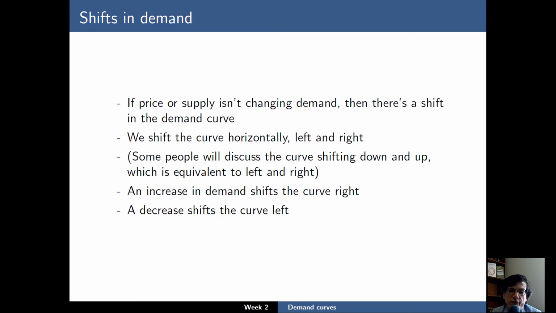So, if price or supply isn't changing demand, then we call that a shift in the demand curve. We shift the curve horizontally. Either we shift the demand curve left or we shift the demand curve right. Now, that's the terminology the textbook uses, so that's what I'm going to use in this class. Some people will talk about shifting the demand curve up or shifting the demand curve down.